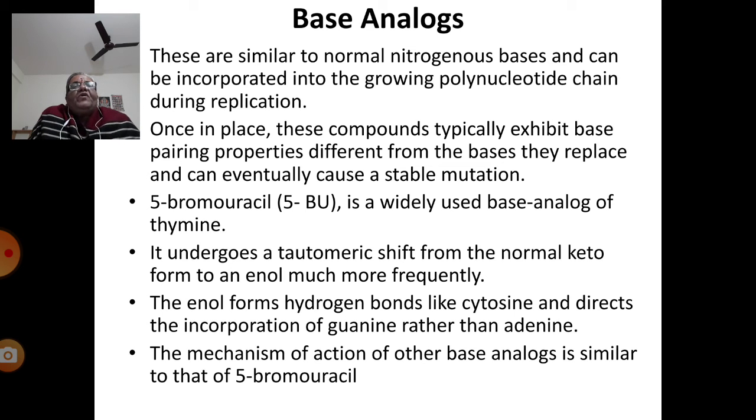Say 5-bromouracil, 5-BU, is a widely used base analog of thymine. It undergoes a tautomeric shift from the normal keto form to an enol, bringing about enolization, which happens more frequently. The enol form hydrogen bonds like cytosine and directs the incorporation of guanine rather than adenine. Instead of adenine, guanine goes and sits. The mechanism of action of other base analogs is similar to that of 5-BU.